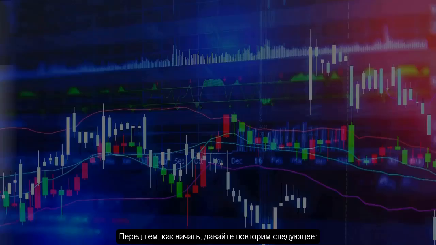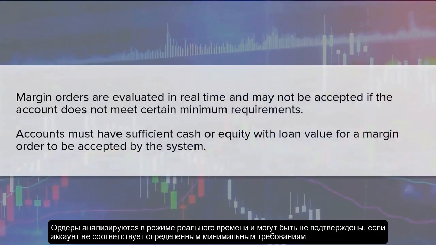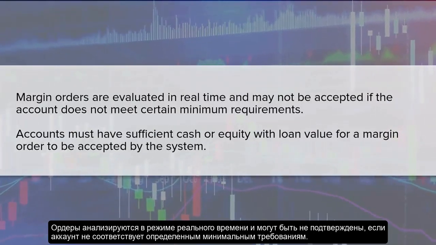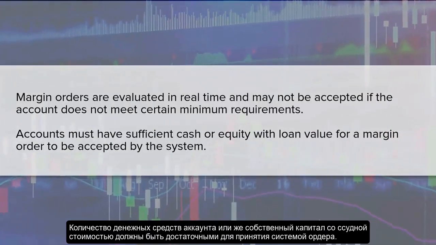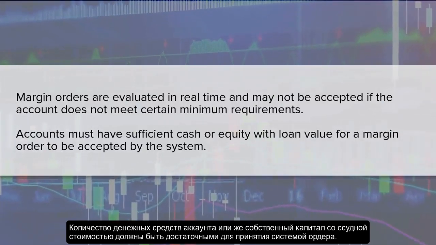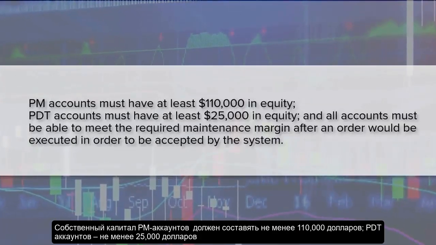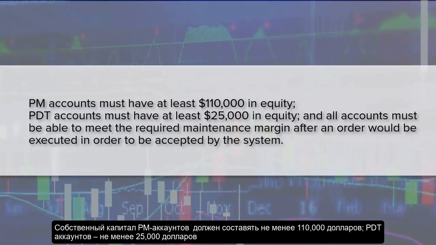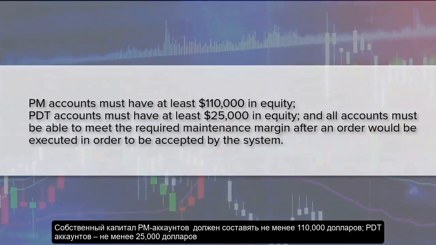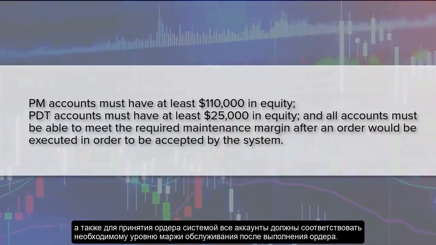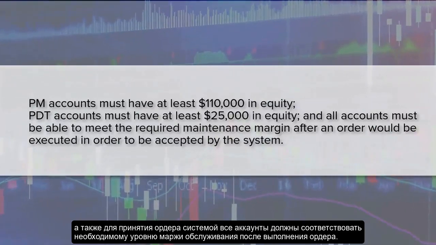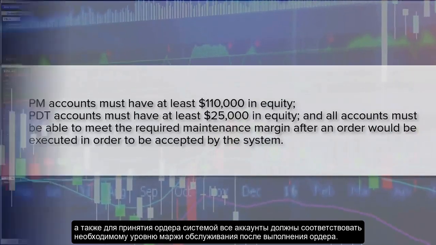Before we begin, let's review the following. Margin orders are evaluated in real time and may not be accepted if the account does not meet certain minimum requirements. Accounts must have sufficient cash or equity with loan value for a margin order to be accepted by the system. PM accounts must have at least $110,000 in equity. PDT accounts must have at least $25,000 in equity. And all accounts must be able to meet the required maintenance margin after an order would be executed in order to be accepted by the system.